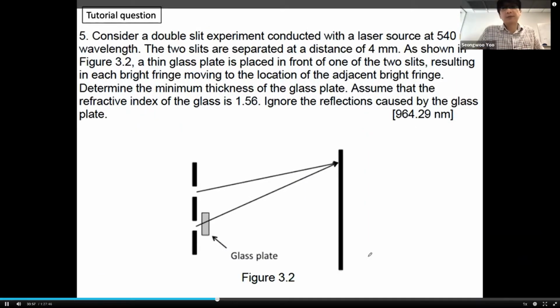Now I'd like to talk about one of the tutorial questions this week. We are given this double slit experiment, however, in one of the slits, a glass plate is inserted, all right? As a consequence, each bright fringe moves to the location of the adjacent bright fringe, all right? With that, we want to determine the minimum thickness of the glass plate.